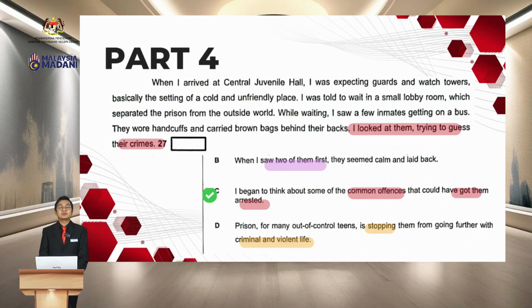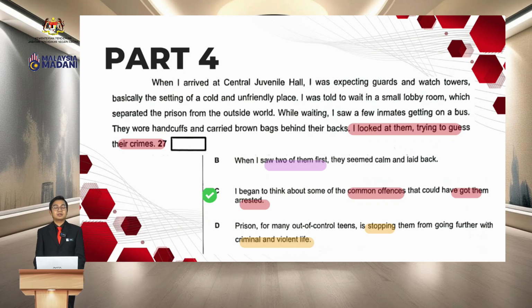Now let's look at the keywords that we can find from the answer choices and also the text. Let's look at the sentence before the blank: I looked at them trying to guess their crimes. Trying to guess their crimes. So this writer wanted to know what their crimes are. So here, the best answer will be C, because I began to think about some of the common offences that could have got them arrested. So it is related to trying to guess their crimes. The writer began to think about the common offences which make these people prisoners.